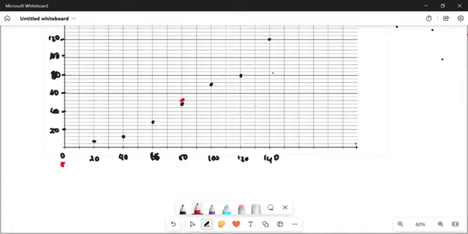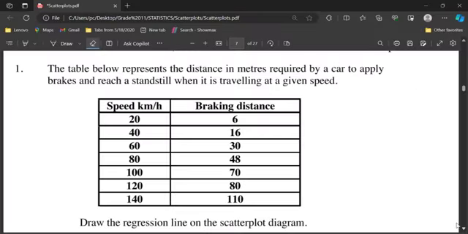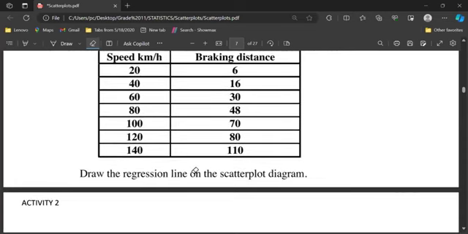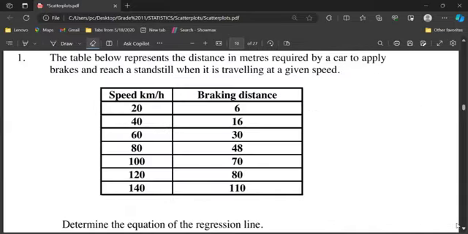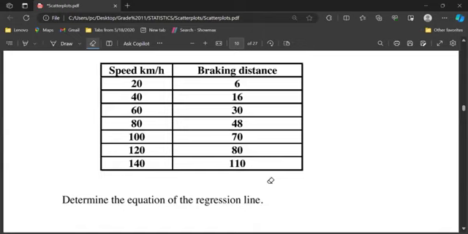For us to draw a perfect line of best fit for grade 12, we need to know the equation of the line. So what are we doing? We are drawing, and then after drawing the regression line, I'm also going to go to example number 3. On example number 3, I wanted us to determine the equation of the regression line.